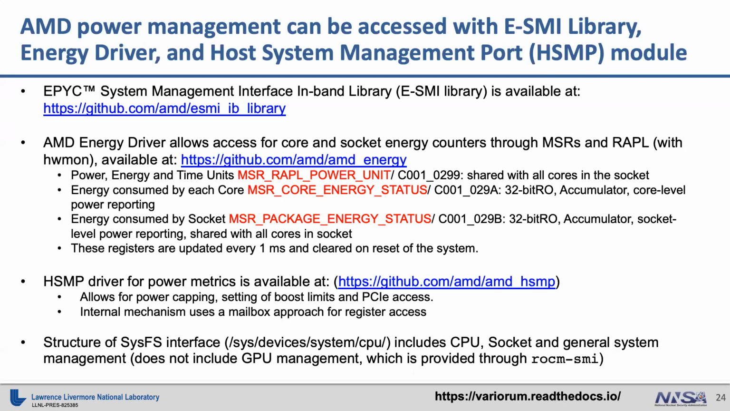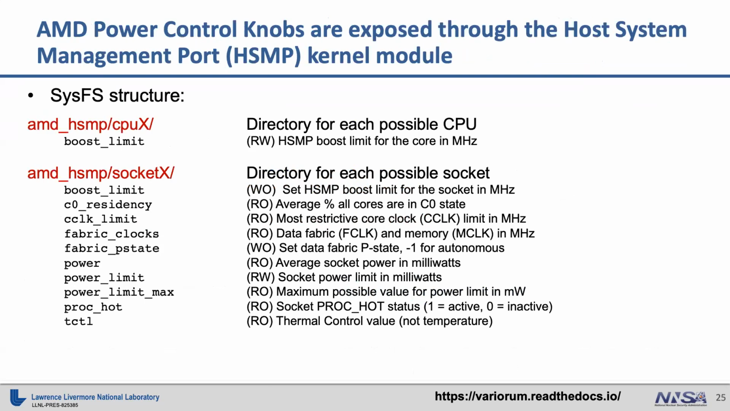With that, I have one more slide. Here's the sysfs interface for AMD power control, and this is again exposed through the HSMP kernel module. You have the boost limit, which is at the CPU level, so this is possible for each particular core. And then you have a lot of these fields for the socket level.